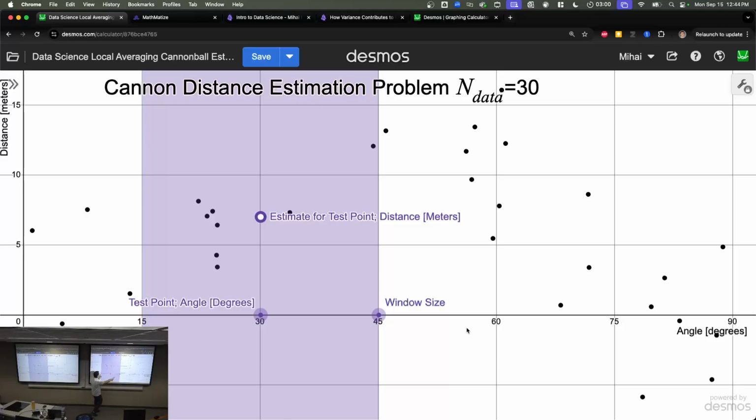And what do I do? I take all the cannonball shots that are within this window. So there's that one, this one, this one, that one, this one, that one, this one, and that one, and I average them. I take the average of all these y values and I get this point over here. Then I say, when you shoot the cannon at 30 degrees, based on the data that I have, I think it's going to be just over 7. It's going to go 7 meters. I got that 7 because I'm averaging all the cannonball shots in my data set.